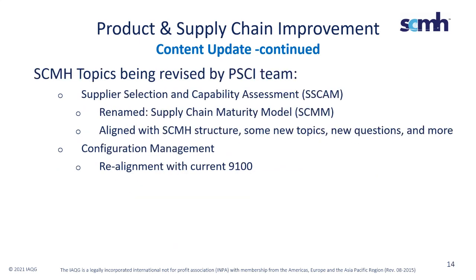There's also topics that get reviewed by the PSCI team. So part of our process is to take the existing guidance and see if it needs an update or maybe a whole new team put together to build on it and align it with current practices. And one of them is the supplier selection and capability assessment. It had a major overhaul to the point where we've renamed it to supply chain maturity model. We want to align it with the new SCMH structures.